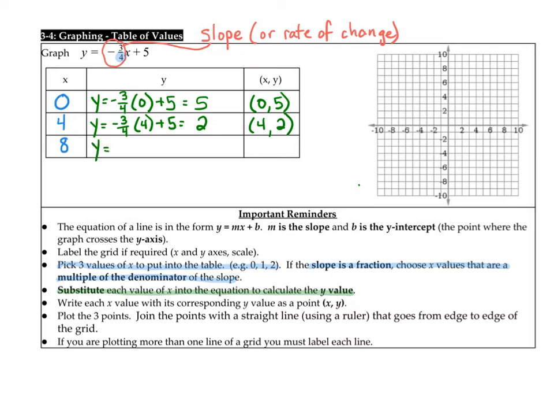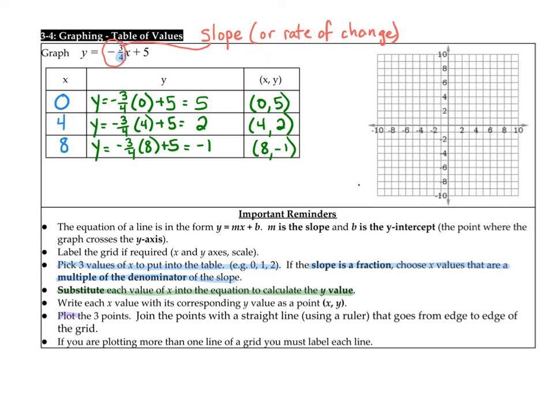The last one is 8. So -3/4 times 8 plus 5. Calculator or mental math. -3 times 8 is -24. -24 divided by 4 is -6. -6 plus 5 is -1. Or you could do it this way. 8 divided by 4 is 2. 2 times -3 is -6. Plus 5, you still get -1 either way. So your third point is at 8, -1.